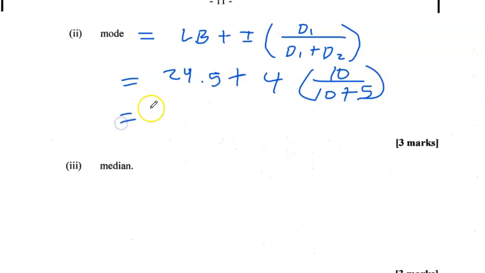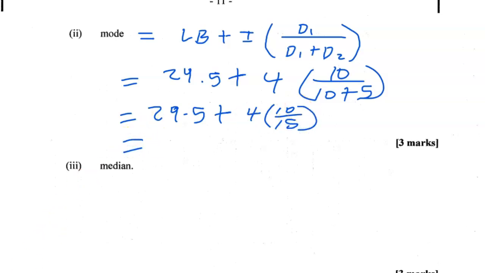So we calculate that. The mode is 29.5 plus 4 times 10 over 15. I'll do everything in my calculator here, and I'll end up with 32.2 inches. The median, again, there's also a formula for the median.